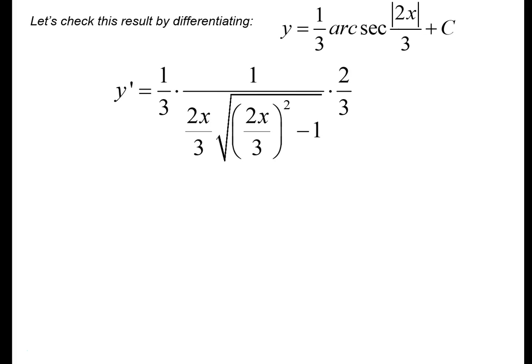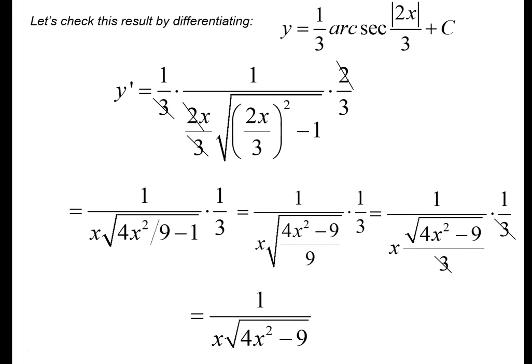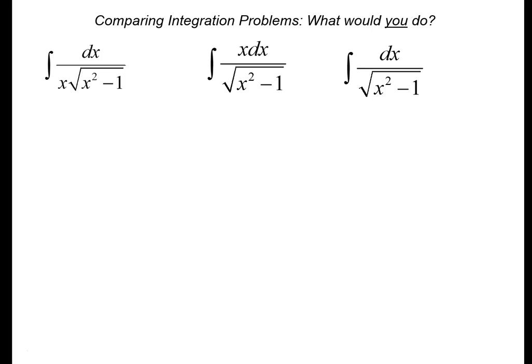I'm going to skip the details, but if we take the derivative and use a chain rule and do some algebra to get it simplified, it does actually give us what we started with. So we know we did it correct.